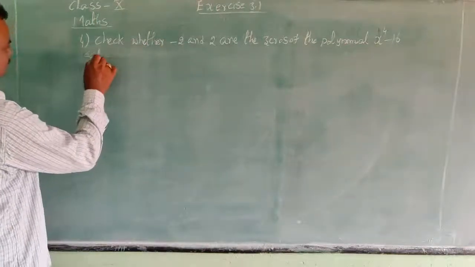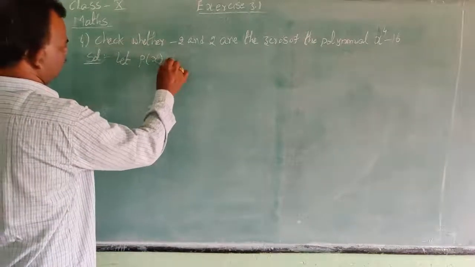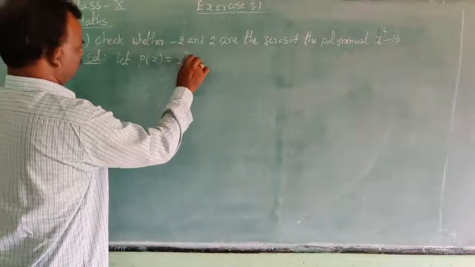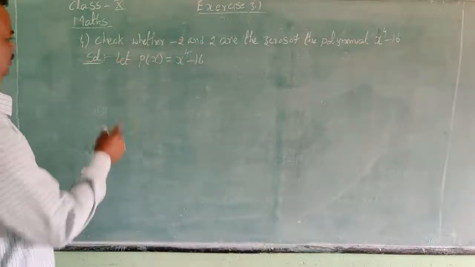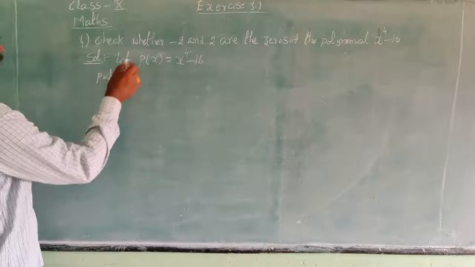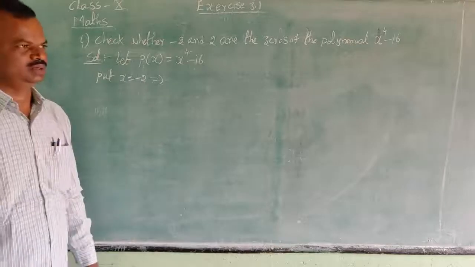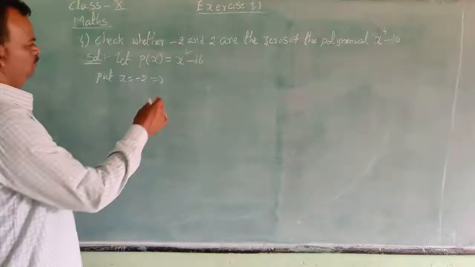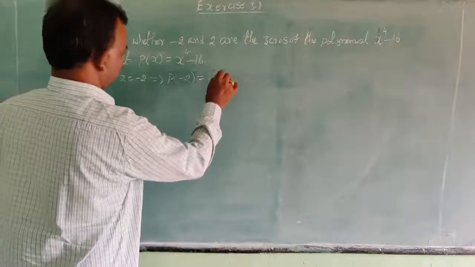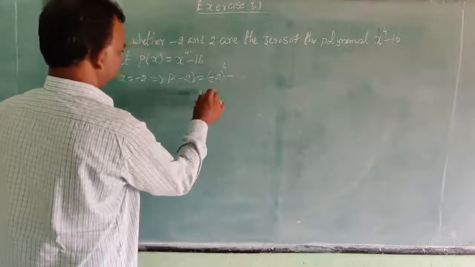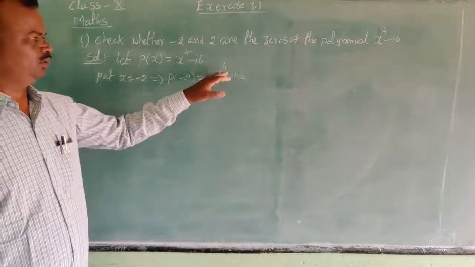Solution is: let p of x is equal to x power 4 minus 16. We are substituting these two values minus 2 and 2. First of all, we are substituting the value minus 2. Put x is equal to minus 2. That means p of minus 2 is equal to minus 2 whole power 4 minus 16, that is equal to minus 2 whole power 4.